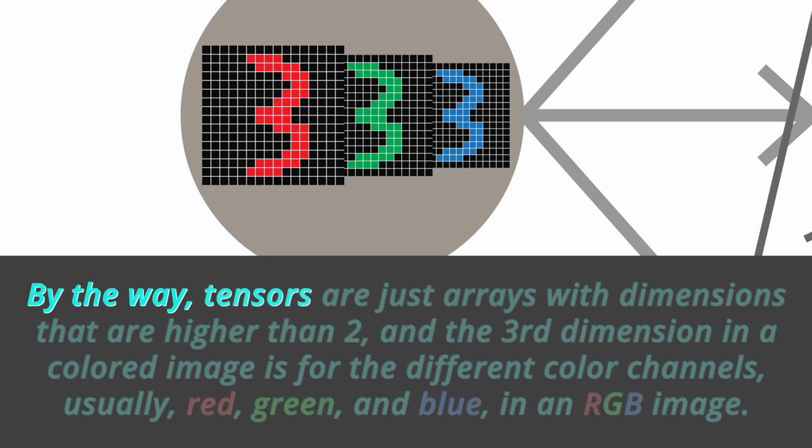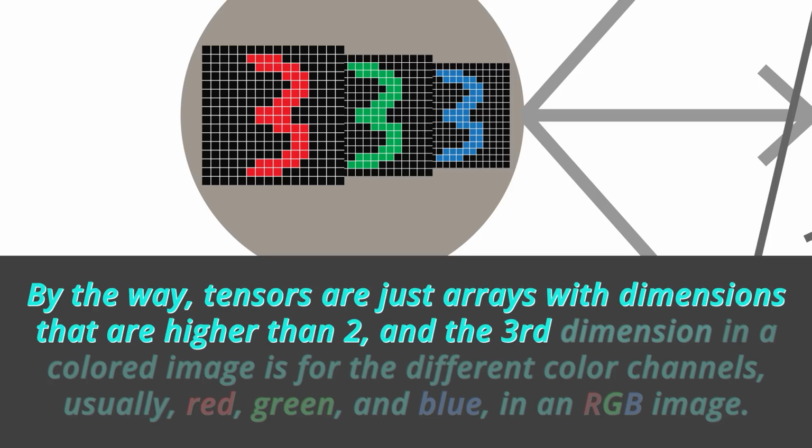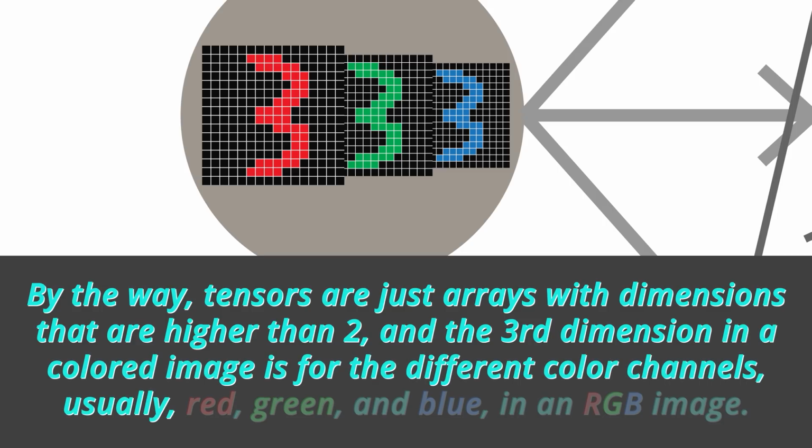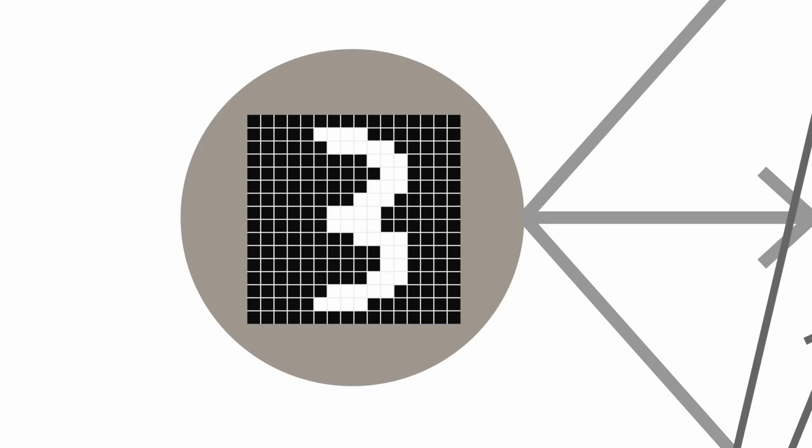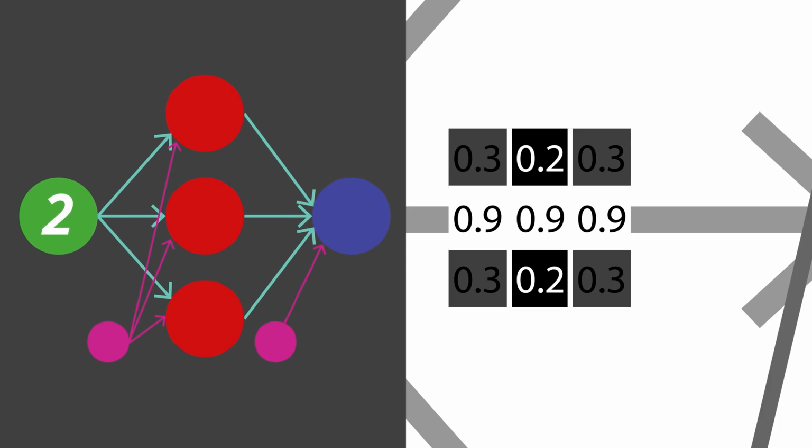By the way, tensors are just arrays with dimensions that are higher than 2, and the third dimension in a colored image is for the different color channels, usually red, green, and blue, in an RGB image. In our case, images are black and white. Next, weights are arranged into 2D matrices. This differs from a regular neural net where inputs and weights are scalars, or just single numbers.